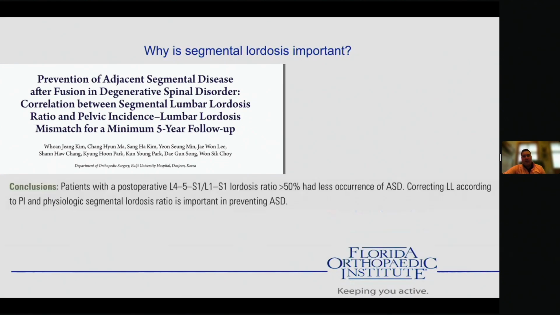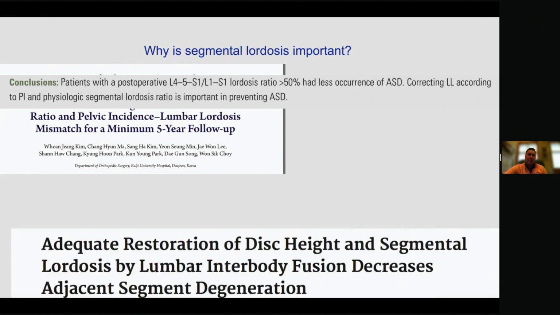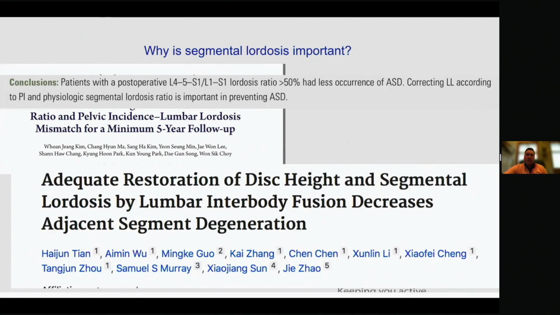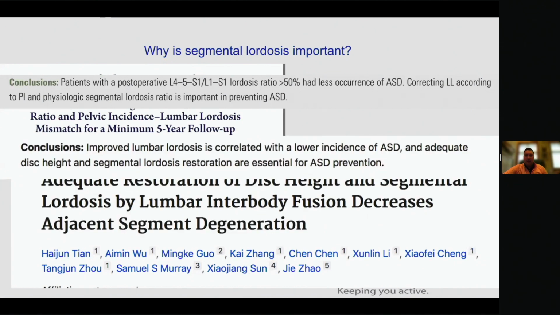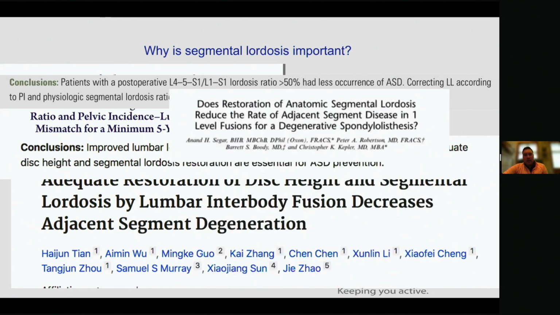This is a study out of Korea that looked at L4 to S1 lordosis divided over the L1 to S1 lordosis ratio. Those greater than 50% had a statistically significant decreased occurrence of adjacent segment disease. Again, this is delineated again and again in the literature that the more we can correct our segmental lordosis, the lower our incidence of adjacent segment disease is. Again, a paper by Chris Kepler looking at degenerative spondylolisthesis and segmental correction of these patients and a reduction in the rate of adjacent segment disease.